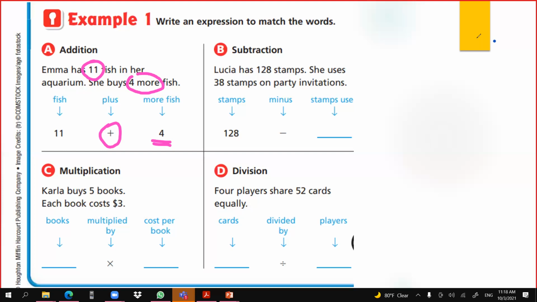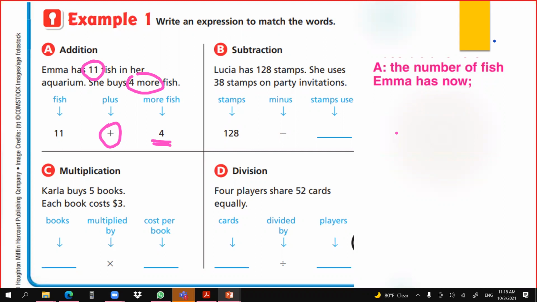I mean here, like you said, 11 plus 4. What does 11 plus 4 represent? It represents the number of fish Emma has now. But not now, after I finish this page. Now B.